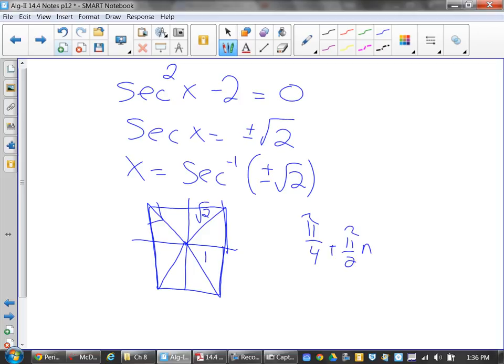Pi over 2. When you are replicating a pi over 4 solution into all 4 quadrants, that is the only time you're adding pi over 2n. It's the only time. Okay? It's the only time, because that's the only set of ordered pairs that creates a square. The other ones create rectangles.